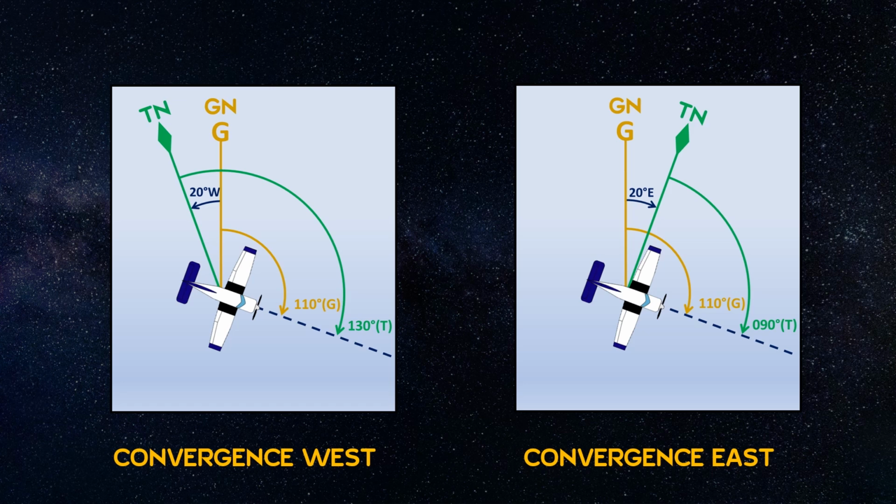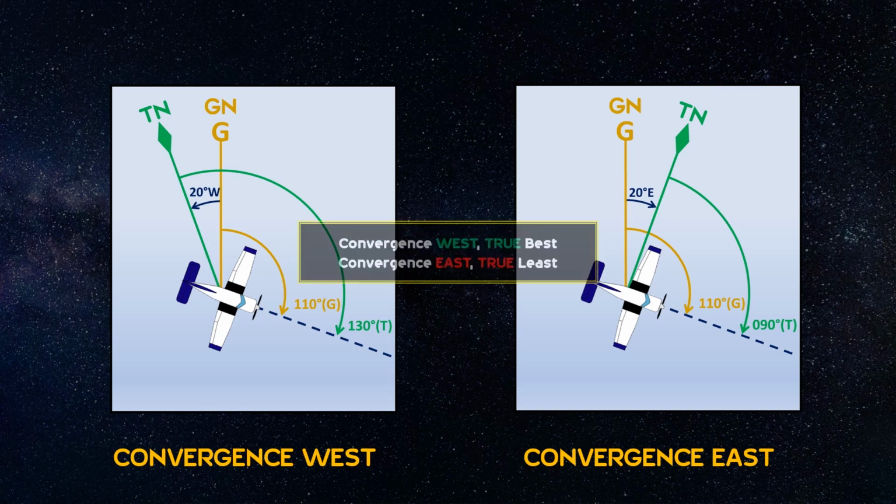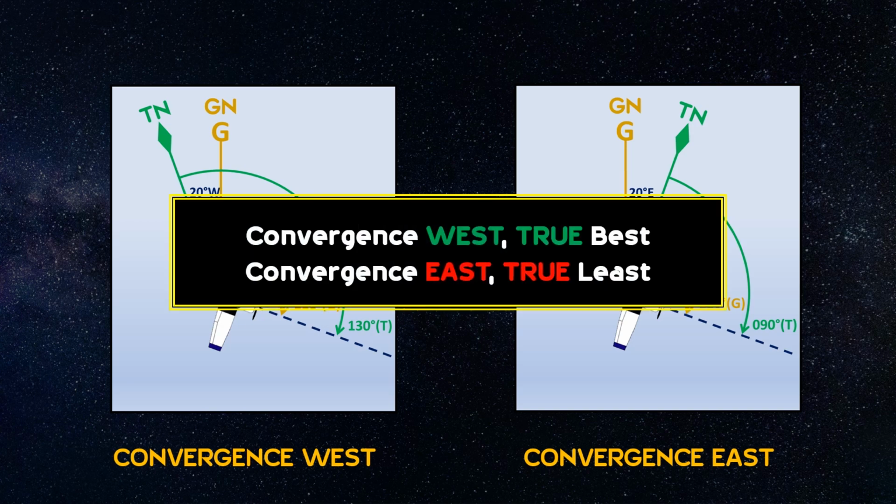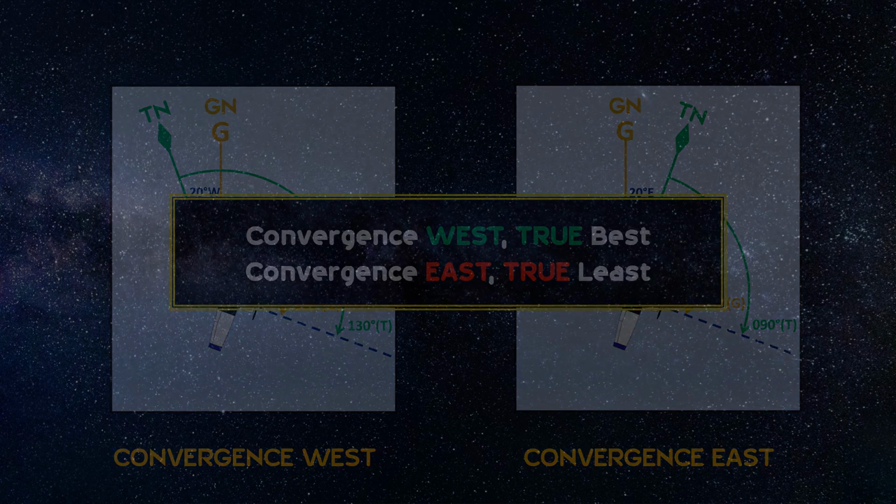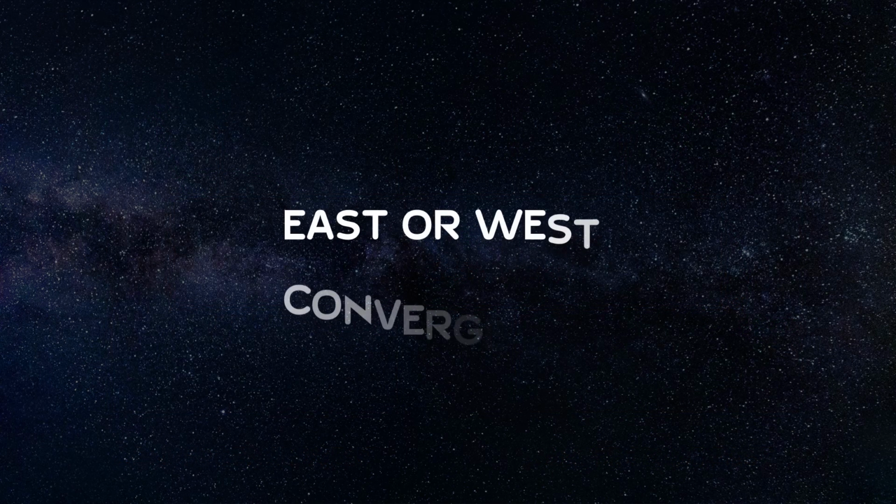In the first situation, we have convergence west. True track has a larger value than grid track. Whereas in the second situation, when we have convergence east, true track has a smaller value than grid track. Thus, we can derive a rule. Convergence west, true best. Convergence east, true least. East or west convergence.